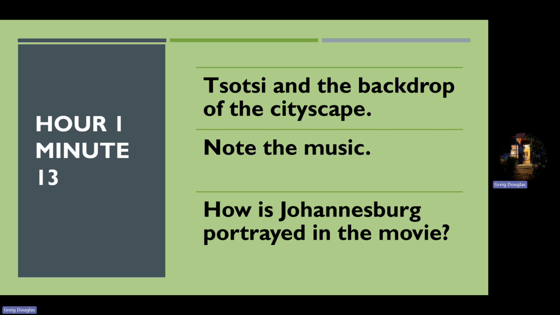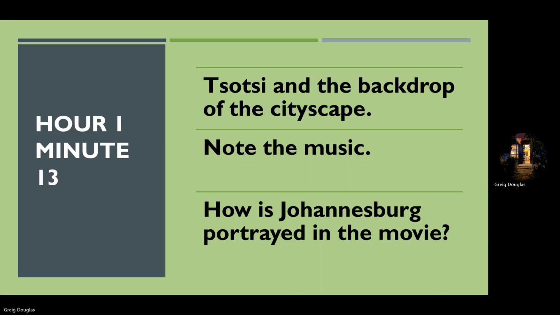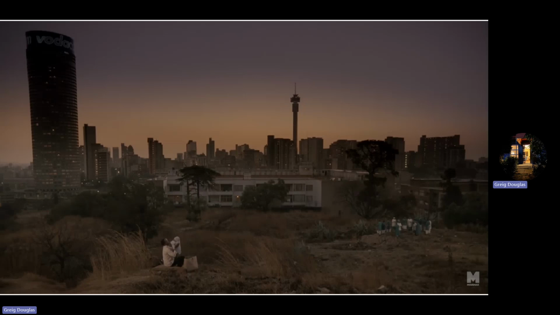Tsotsi goes to this very particular place in Johannesburg. This is what it looks like, just to give you an image of it. It's about an hour and 13 minutes in. And there are things here that are interesting again. Again, it's a cool kind of place. I'm going to actually show you how this links to the beginning of the film. But there's things you can notice about it, like the music and how Johannesburg here is actually getting now more fully portrayed in the film, right?